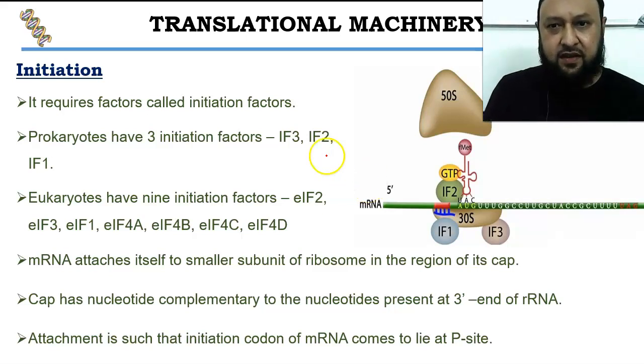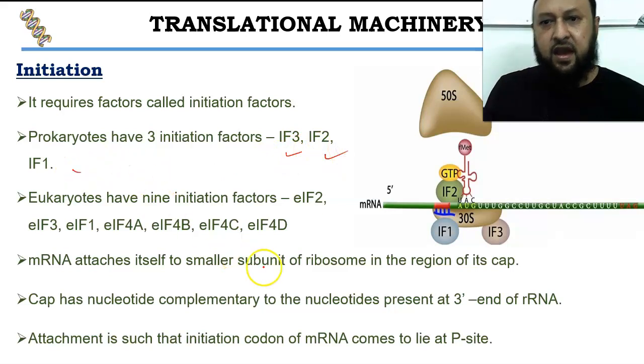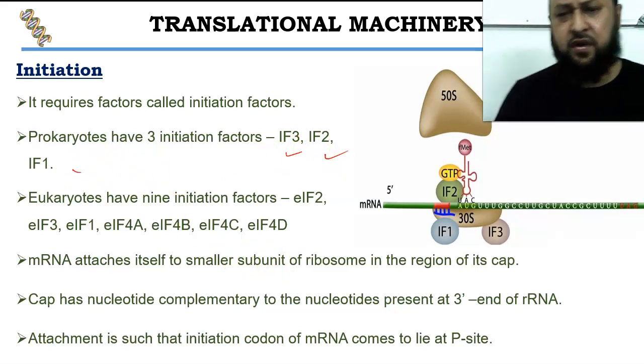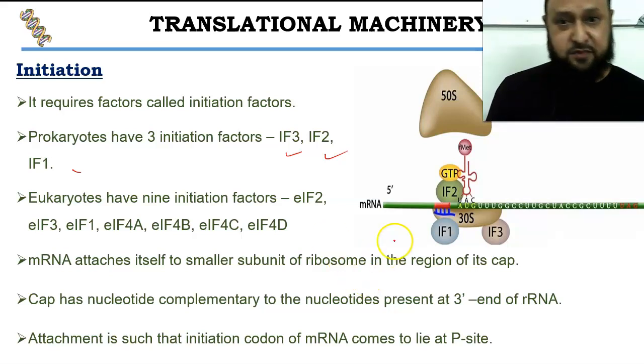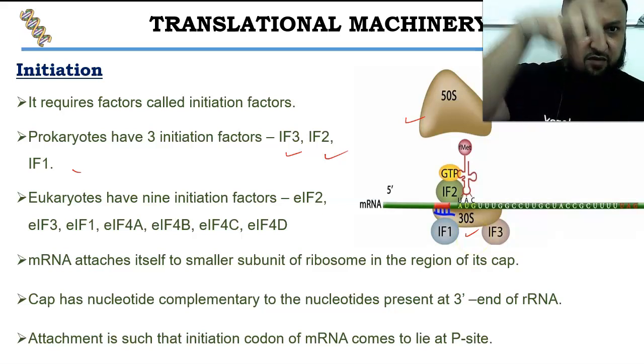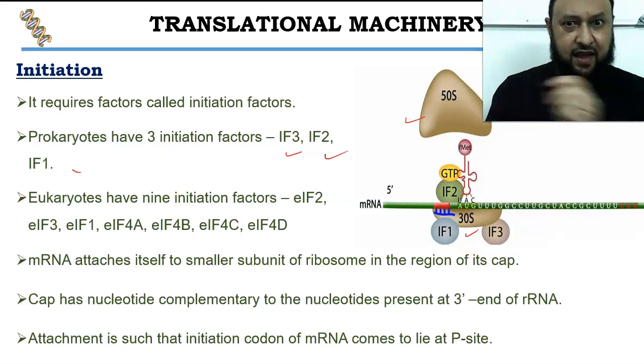So, for prokaryotes it is IF3, IF2, IF1, and for eukaryotes eIF2, eIF3, eIF1, eIF4A, etc. Now, this diagram is showing that there is a 50S and a 30S, according to the Svedberg unit, the 50S being the larger unit and the 30S the smaller unit. And the green one is showing the mRNA template.